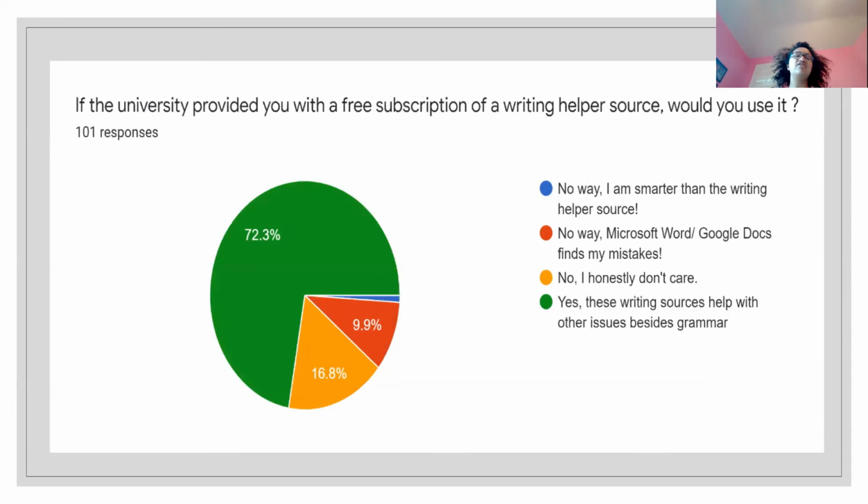If the university provided you with a free subscription of a writing helper source, would you use it? Approximately 3/4 of all students asked said that they would. And this is important because we included the words free subscription. If we did not include it, people might have said no because of the cost. And this value shows the true value of people using these writing sources because we are providing the free subscription. So we're actually seeing if people are going to use it or not, because due to the quality and not because of the cost.